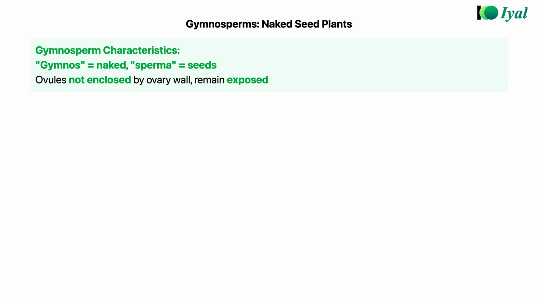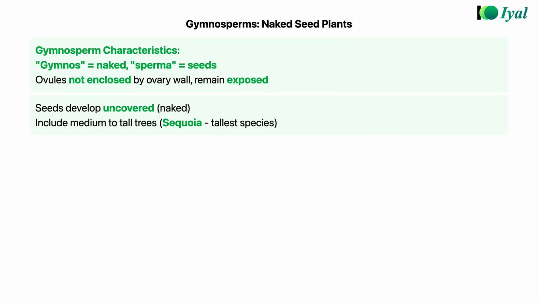Let's move on to Gymnosperms. The name literally tells you what they're about. Gymnos means naked and sperma means seeds. So gymnosperms are plants where the ovules are not enclosed by any ovary wall. They remain exposed both before and after fertilization. This is their defining characteristic. The seeds that develop after fertilization are not covered. They're literally naked seeds. Gymnosperms include medium-sized trees to very tall trees and some shrubs.